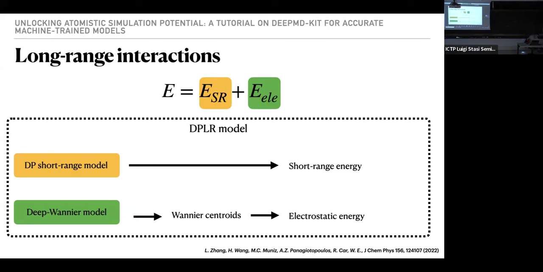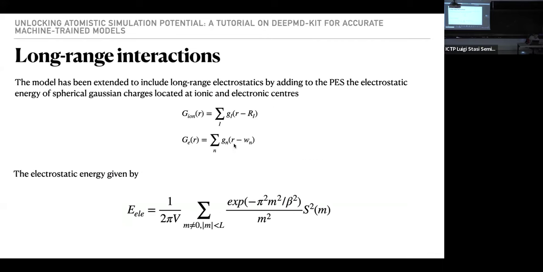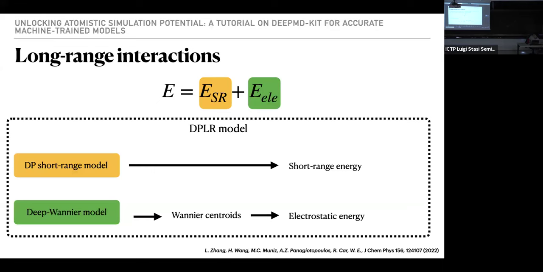And then you train a deep Wannier model, a model that is able to predict the Wannier centroids, and with those Wannier centroids you compute the electrostatic interaction, centering Gaussians on top of these Wannier centroids. So this is the way in which you actually take into account long-range electrostatics. It has a lot of limitations.